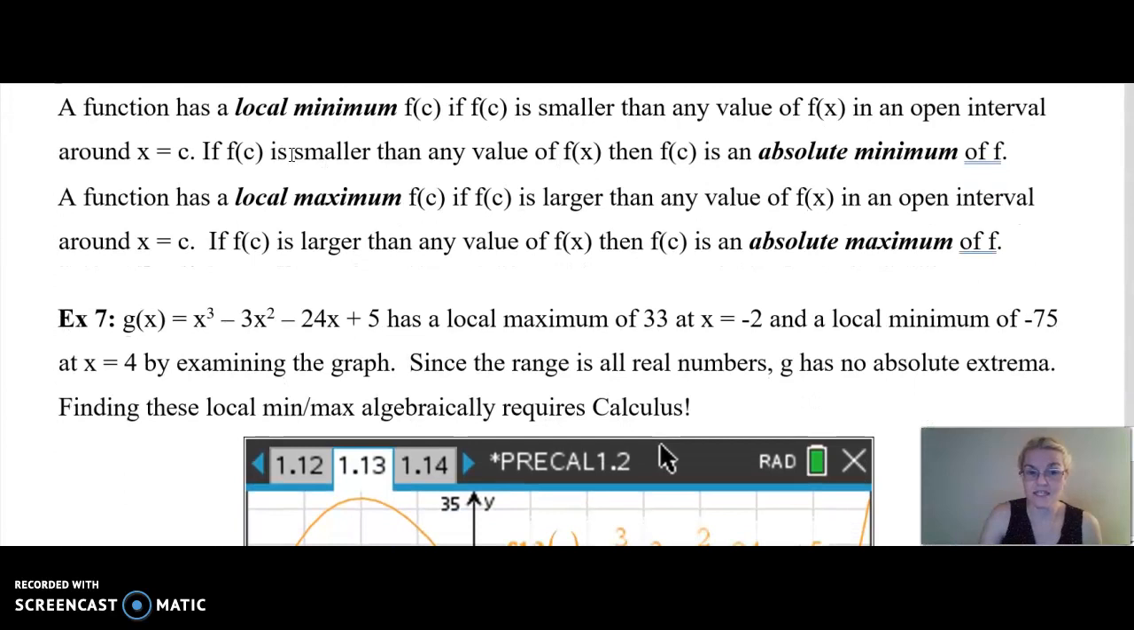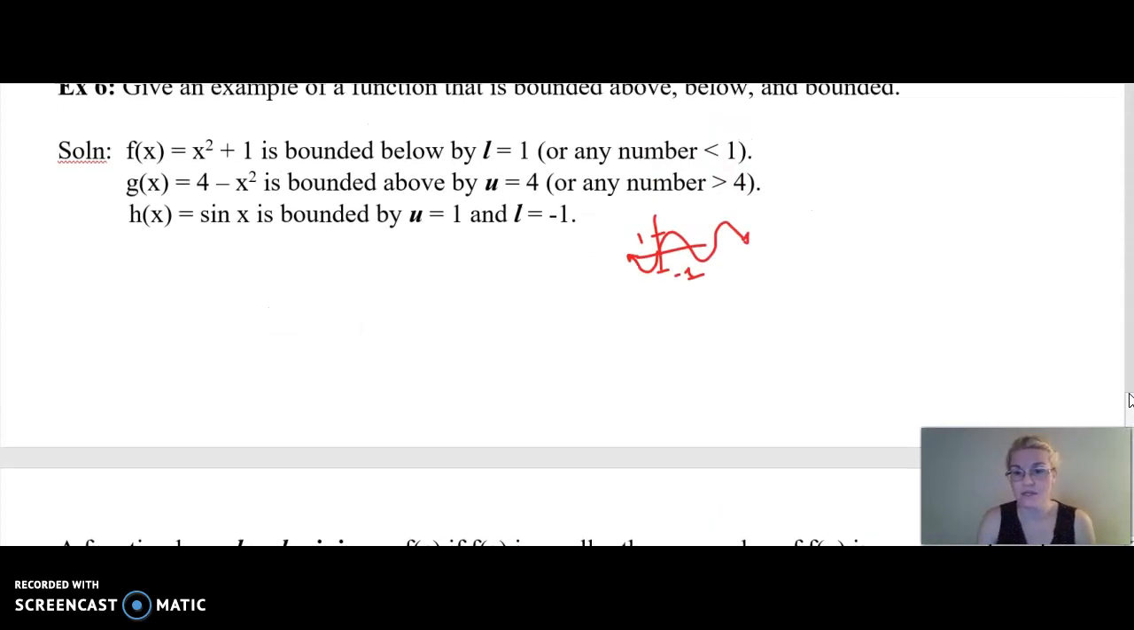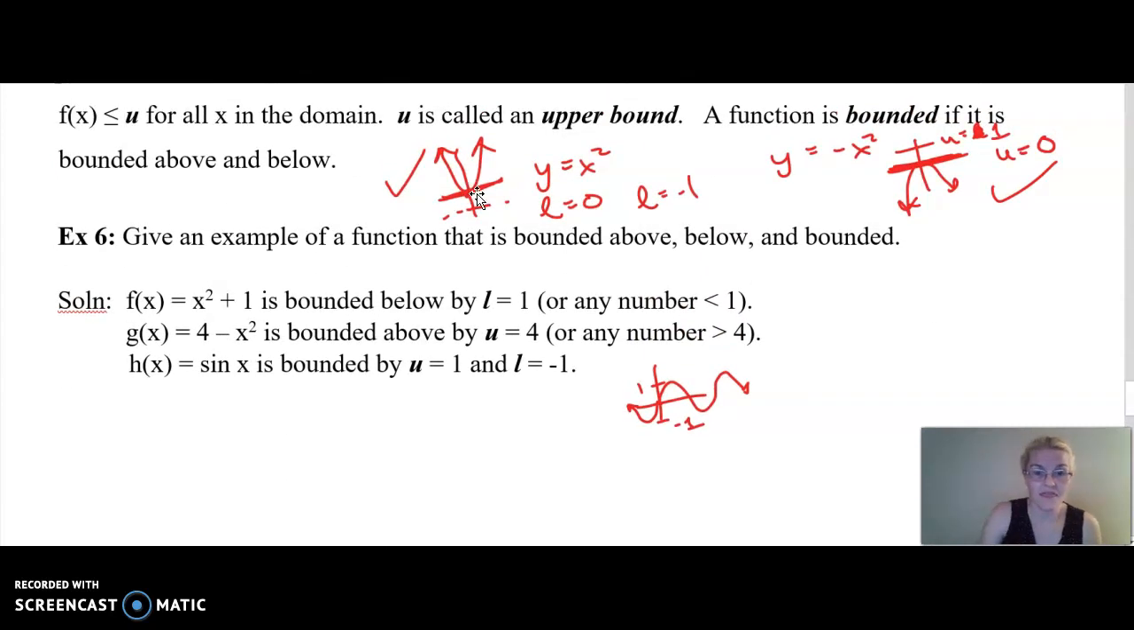If f of c is smaller than any value of f of x, then f of c is an absolute minimum of f. So where do we see absolute minimums? Well, we see them in our parabolas, right? This is the vertex of your parabola. If it opens up, the vertex is where you will always have an absolute minimum because there's no y values that are any smaller than where your vertex of a parabola is if it's opening up. Similarly, so this would be both a local min and an absolute min, right?